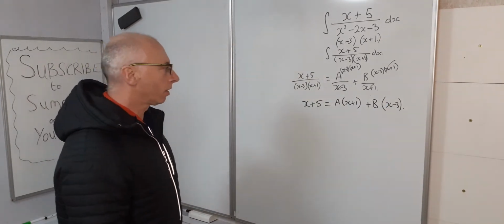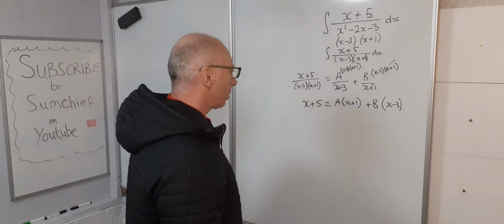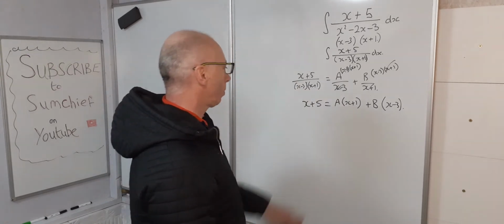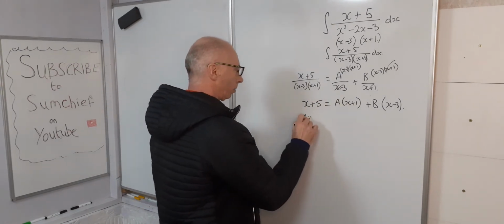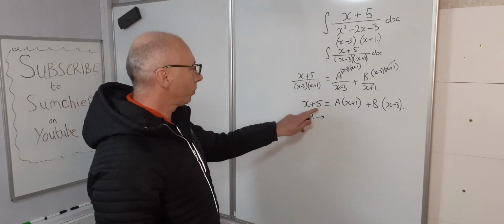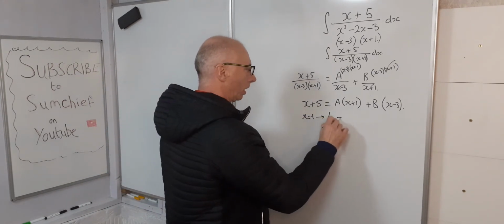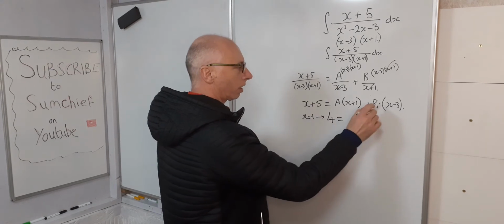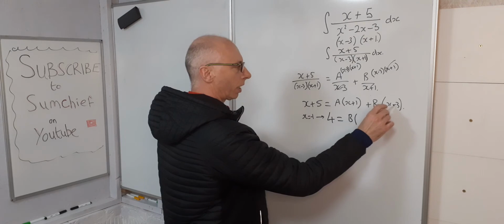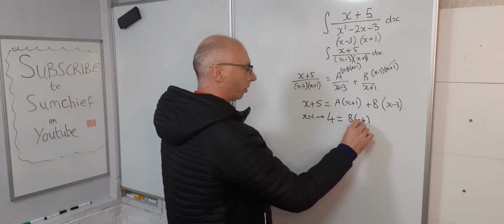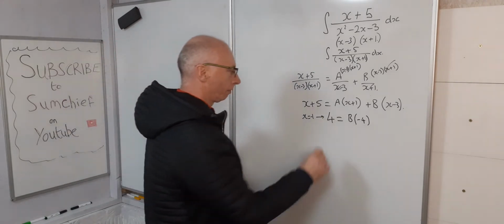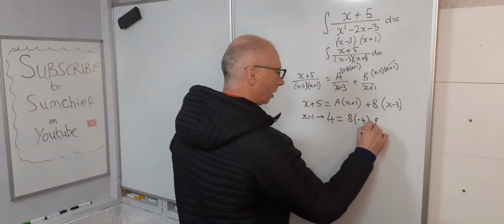Okay, great. Now this is looking like we can do this. To make this one disappear, plug in x equals minus 1. That leaves us minus 1 plus 5 gives us 4, equals, A disappears, B times minus 1 minus 3 gives us minus 4. So 4 equals minus 4B. Therefore B is minus 1.